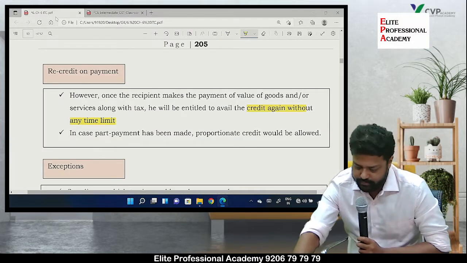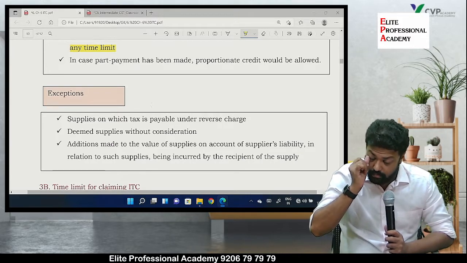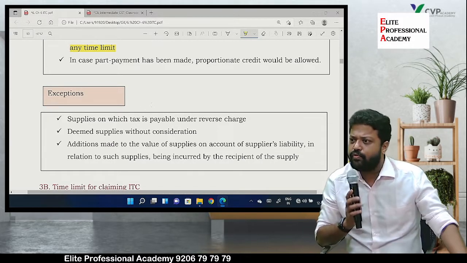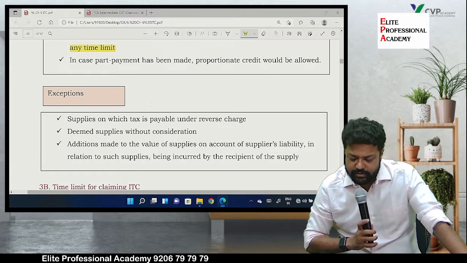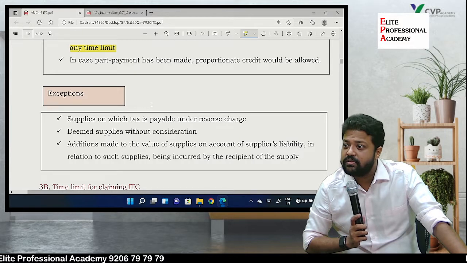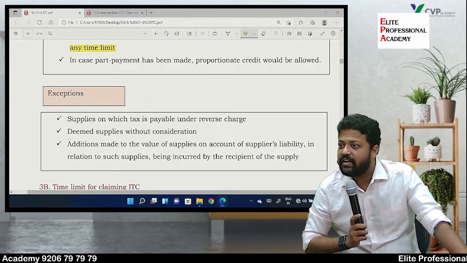Now next, what is the exception? Supplies on which tax is payable under reverse charge, of course, will not get covered. Deemed supplies without consideration. Schedule 3. There are three schedules. 1, 2 or 3?